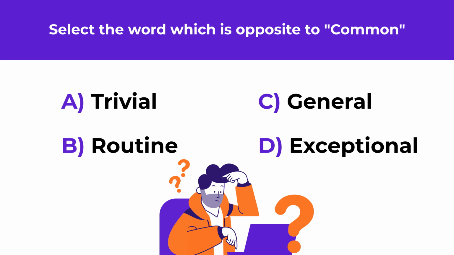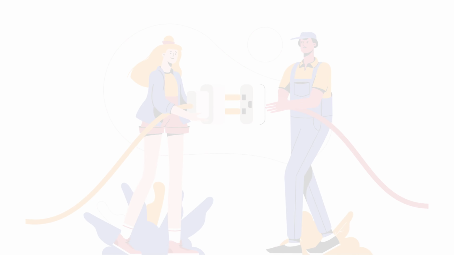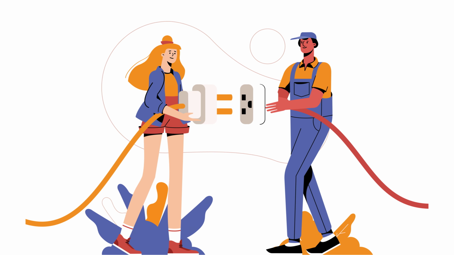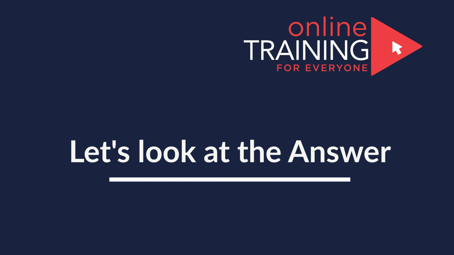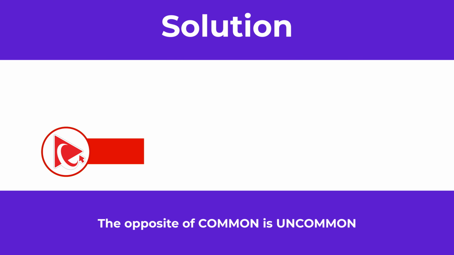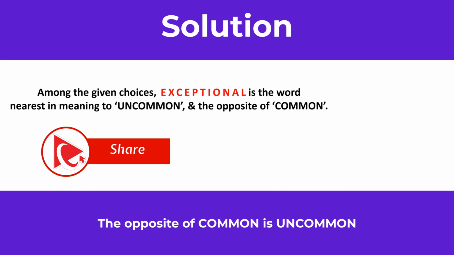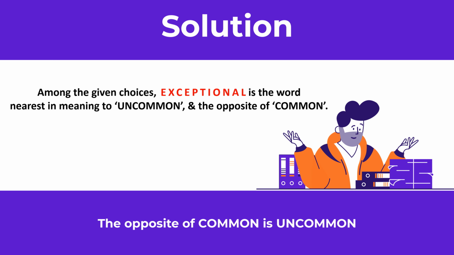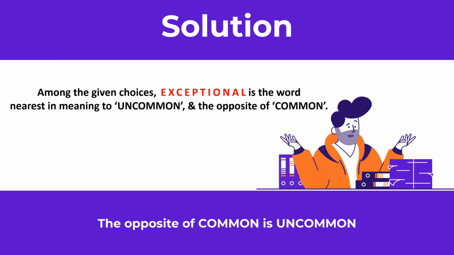Give yourself a little bit of time, maybe pause this video to see if you can come up with the answer. Keep in mind that during the real test, you can't use internet or your smartphone. Ready or not, I am going to move forward and reveal the answer. You can come up with the correct answer by thinking logically. For example, the opposite of the word common is the word uncommon, which means that among the given choices, exceptional is the word which is closest to meaning of uncommon, and which is also the opposite of common.